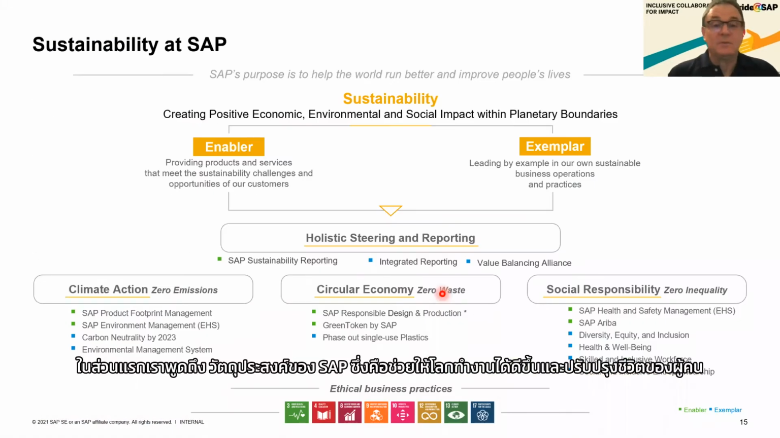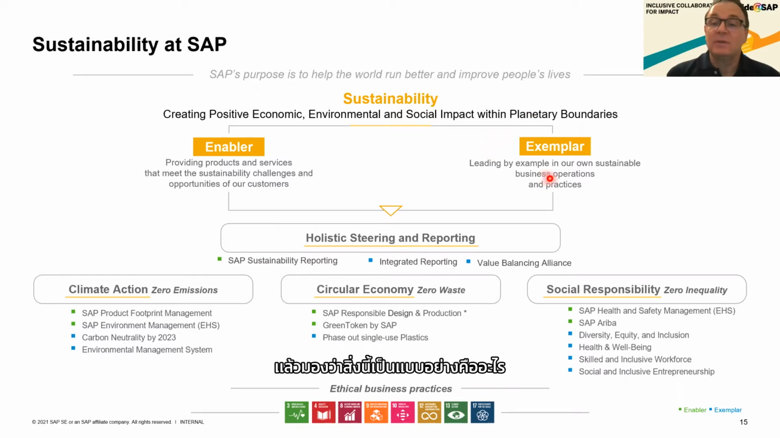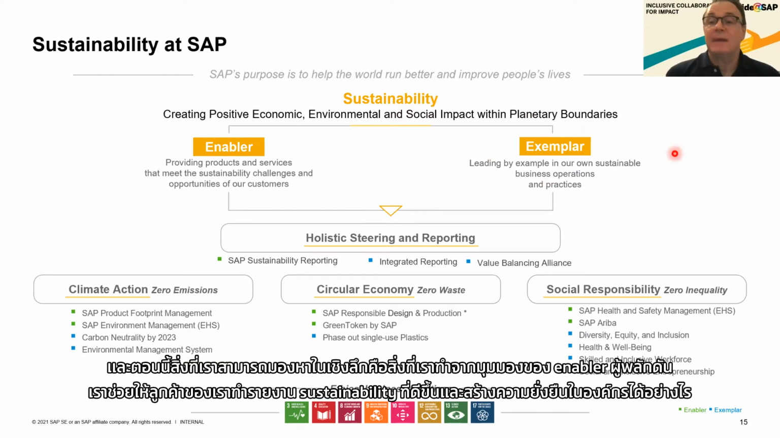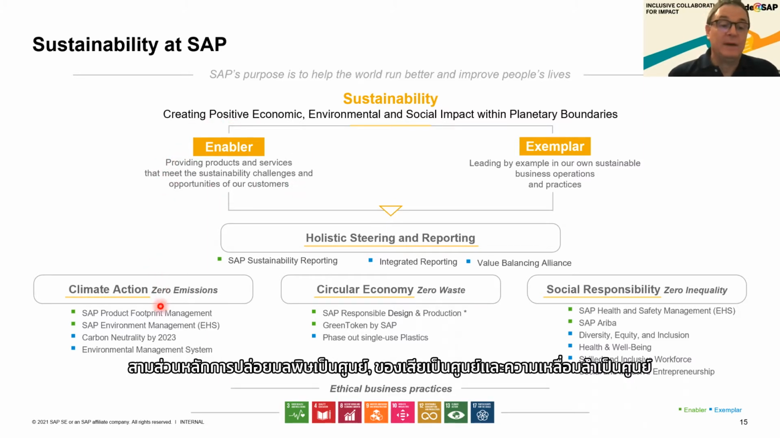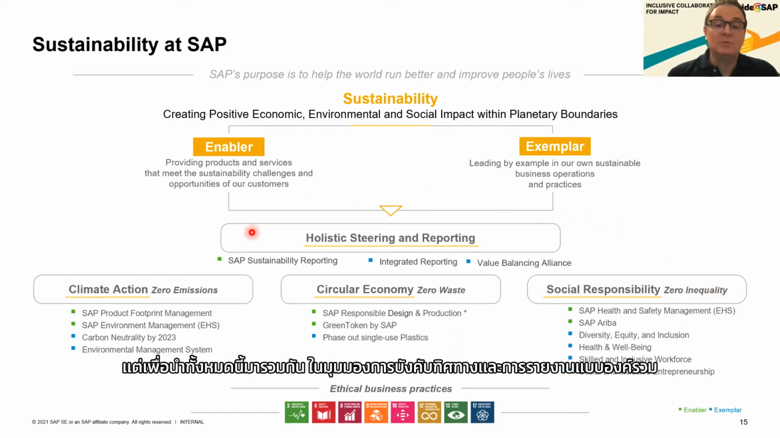So in the first part, we looked at SAP's purpose, which is to help the world run better and improve people's lives. I then also looked at what SAP is as an exemplar. And now what we're going to look at in depth is what we're doing from an enabler perspective. How are we helping our customers to better report on and do their sustainability? We've divided this into three main sections: zero emissions, zero waste, and zero inequality. But to bring this all together with a holistic steering and reporting perspective.